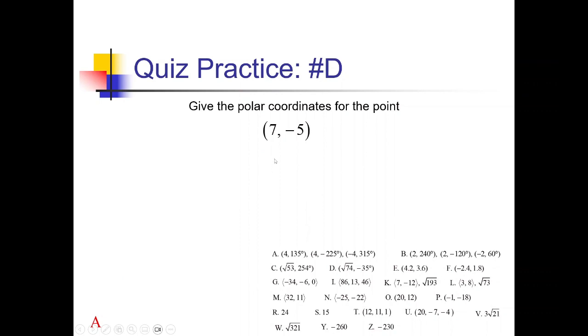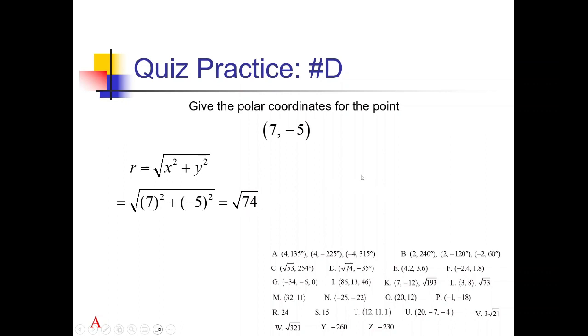Just like we did before, we're going to get an r value for my polar coordinates by doing square root of x squared plus y squared. So in this case, we have square root of 7 squared plus negative 5 quantity squared. That's the square root of 49 plus 25, so square root of 74, which I don't think has any perfect squares that go into it, so we're going to leave that as is. And I see radical 74 in answer D, so it looks like that's good to go.